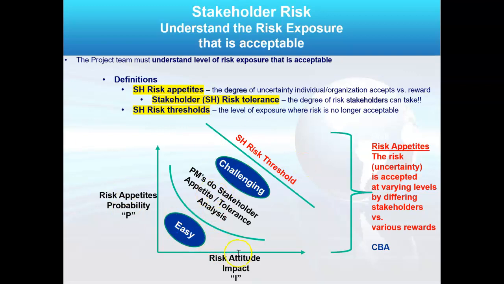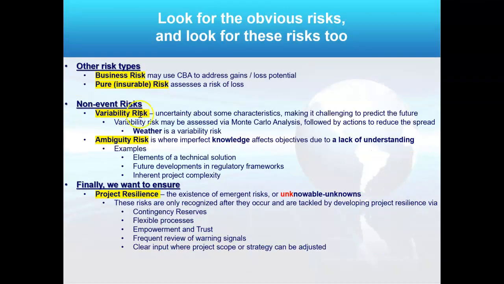So that's a lot to consider now, and it gets very complicated. But the bottom line is stakeholders, you, your boss, the company, the team members, they have risk appetites, they have risk tolerance, and they have risk thresholds. Be aware of those. Okay, there are other types of risks.